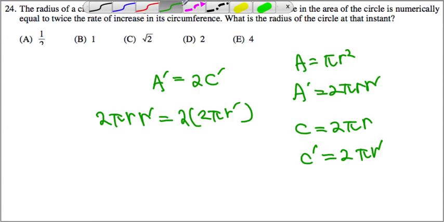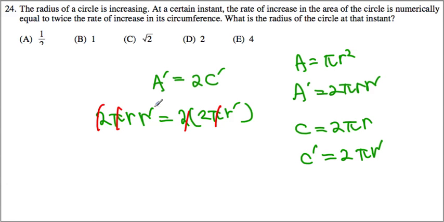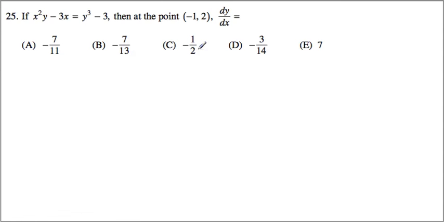Then here, you get to realize that 2's cancel out, pi's cancel out, and r primes cancel out, except r is left to be 2. So therefore, this becomes our answer. Alright, let us look at number 25.